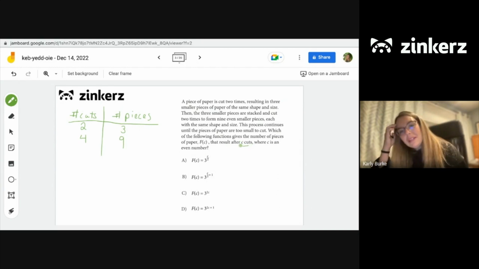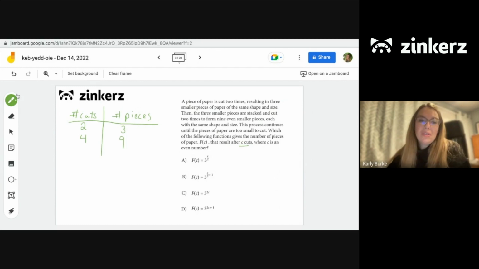So here, the easiest thing to do is to just use what we know and plug in. So I know that 2 cuts should result in 3 pieces. So let's take a look at the first one. If I do 2 cuts, I get 3 to the 2 over 2, which is 3 to the 1. So that works. So now let's take a look at the second one.